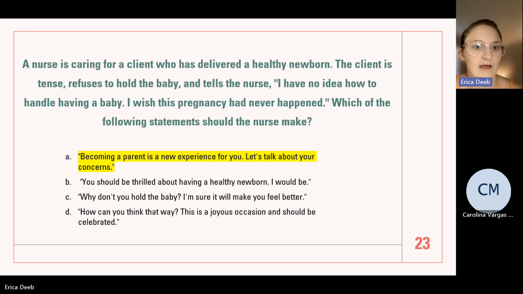How can you think this way? This is a joyous occasion and should be celebrated. Again, no, should not say it. If it sounds like something that you would hear and think, ooh, like if you heard the mom say that and you kind of get that face, I wouldn't have said that. That's how I feel about these three responses. Just really not the best and not appropriate for the nurse-client relationship.